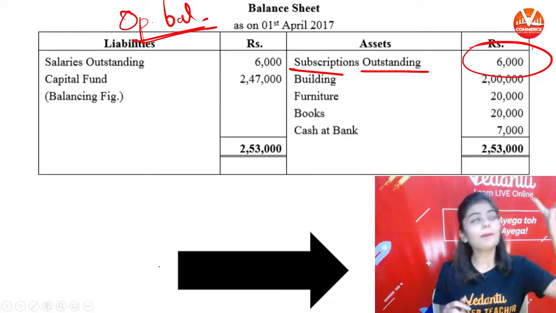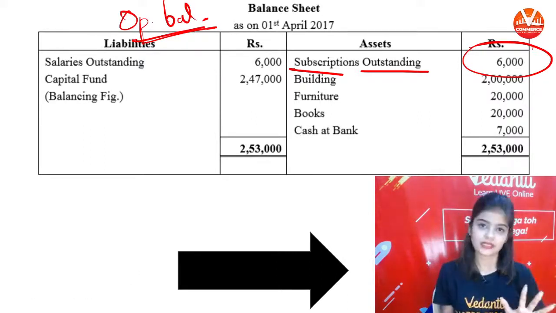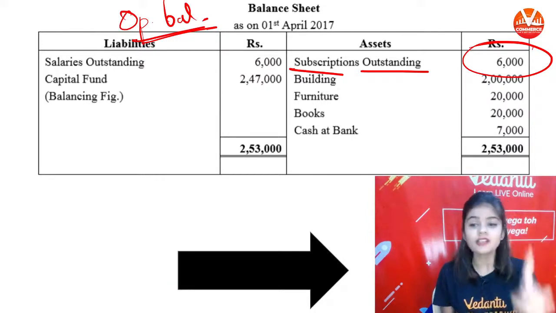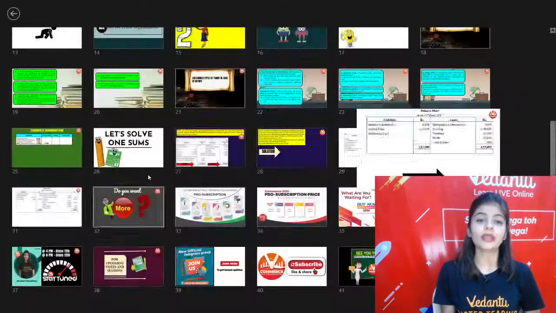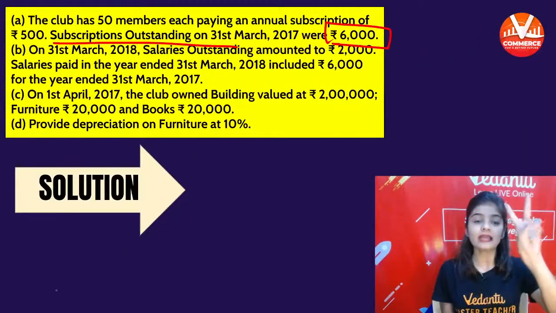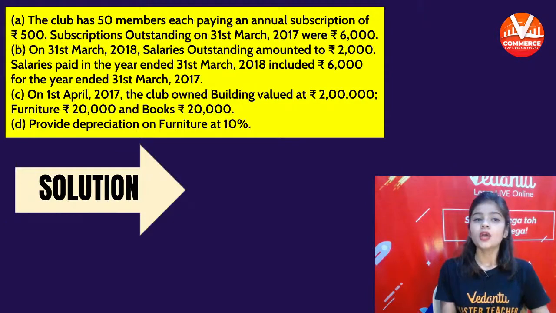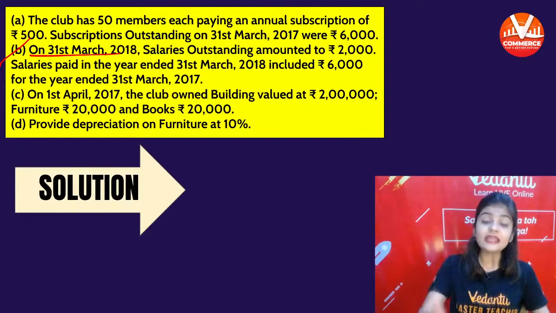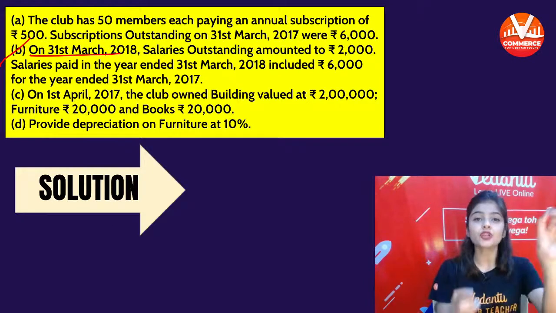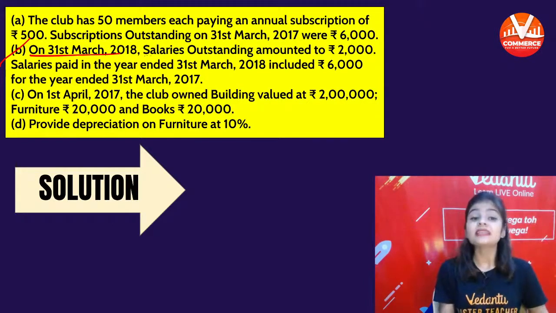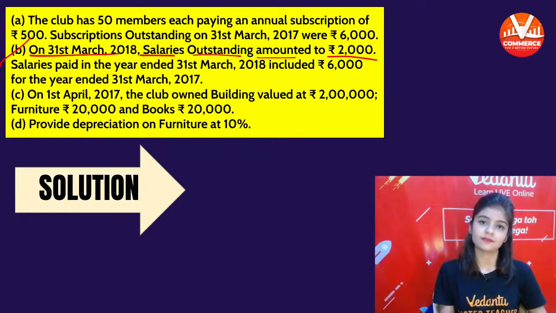ये हमारा पहला पॉइंट खत्म हुआ है बस. Only first point is over. Now we will read the second point. अब हम पढ़ेंगे second point को. So second point is on 31st March 2018. At the end of current year, on 31st March 2018, salaries outstanding amounted to 2,000.